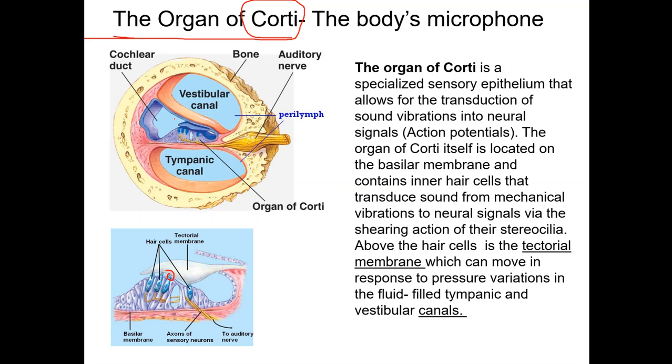But they are not strictly epithelial cells, because they are able to release neurotransmitter to nerve endings here, of the nerve processes of the auditory nerve cells, so that they can depolarize those cells and elicit action potentials. And so the organ of Corti allows ultimately for the transduction of sound vibration to neural signals, okay? Remember that. It allows for the transduction of sound vibrations into neural signals, action potentials in the auditory nerve cells. And the organ of Corti is located on the basilar membrane and contains these specialized hair cells.